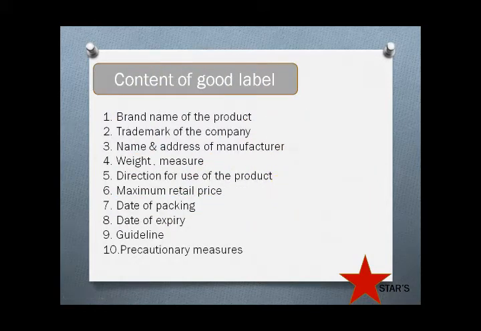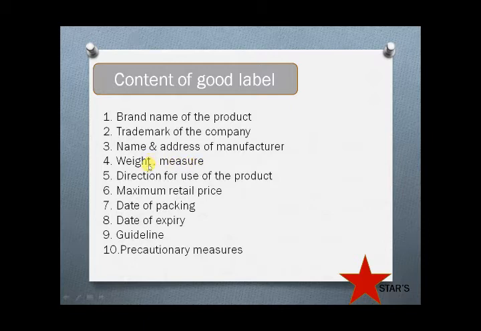Content of a good label. To be a good label, we have some contents which we will study. Brand name of the product: for a good label, we are required to write the brand name of the product on the label. Trademark of the company, which is registered. Name and address of the manufacturer, where the product is manufactured. Weight and measures.